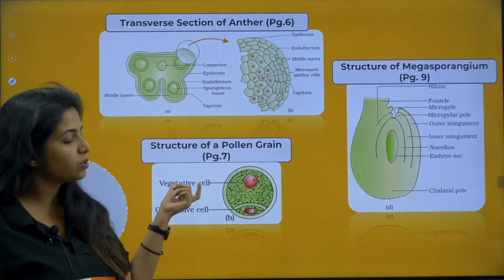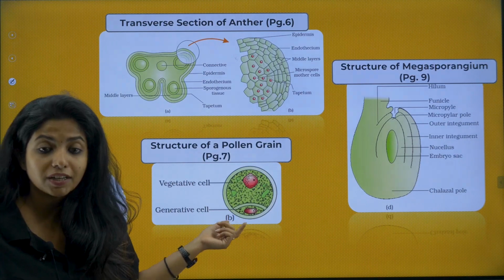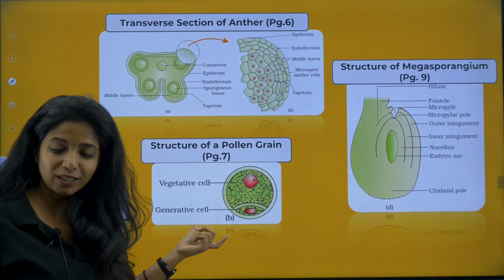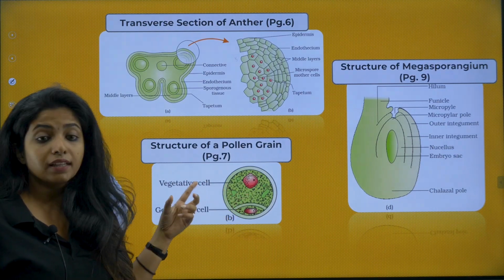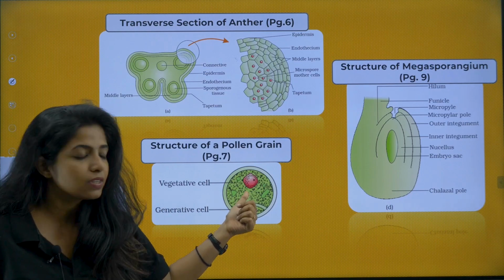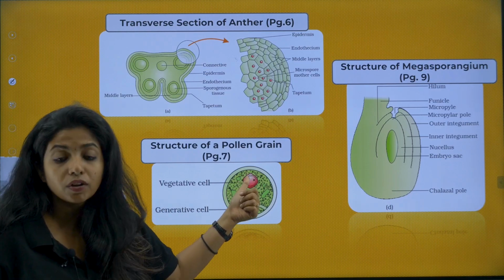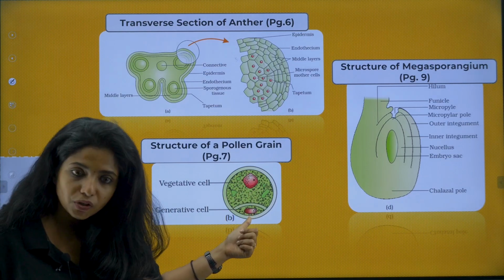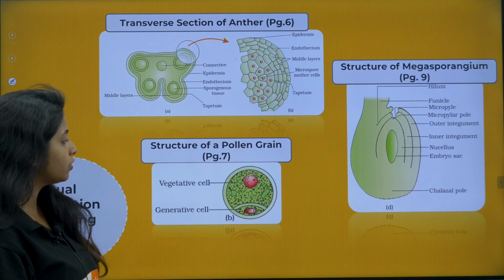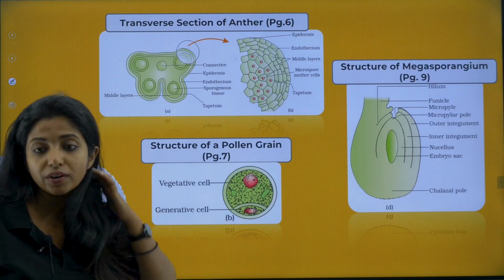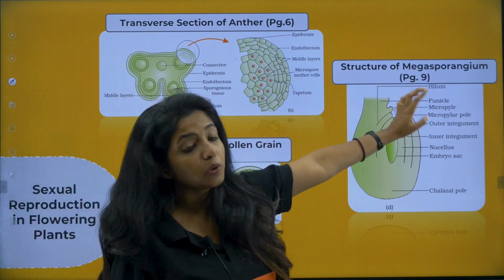They can ask you, is the vegetative cell floating in the generative cell or the generative cell floating in the vegetative cell? So it is actually the generative cell that floats in the vegetative cell. They can ask you for the structure of the nucleus. So in the vegetative cell, the structure is an irregular nucleus. In the generative cell, it is a spindle shaped nucleus. Okay, and what is the use of the vegetative cell? It provides nourishment, nutrients.